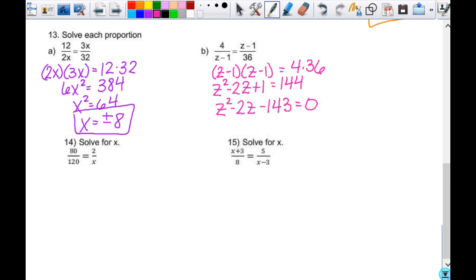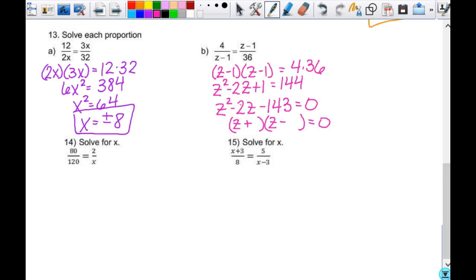Okay, so I have a quadratic. I need to factor it. I know that this is z. I know that this is z. This is negative, which means the signs are opposite, so I have a plus and a minus. So I need two numbers that are going to multiply to give me 143 and subtract to give me 2.